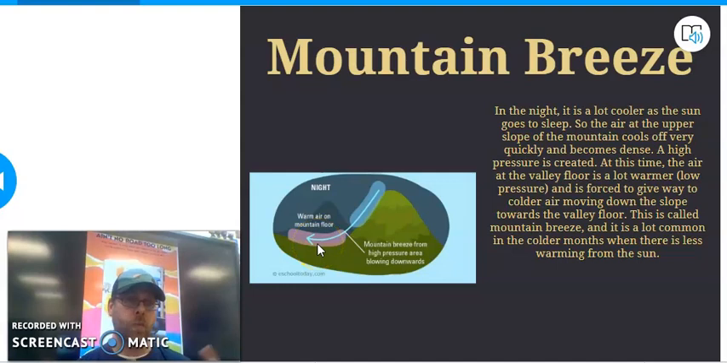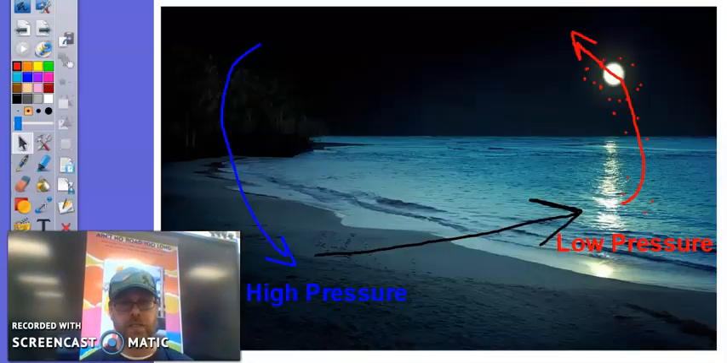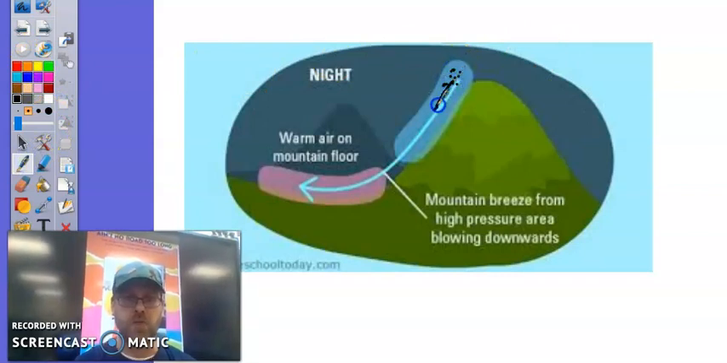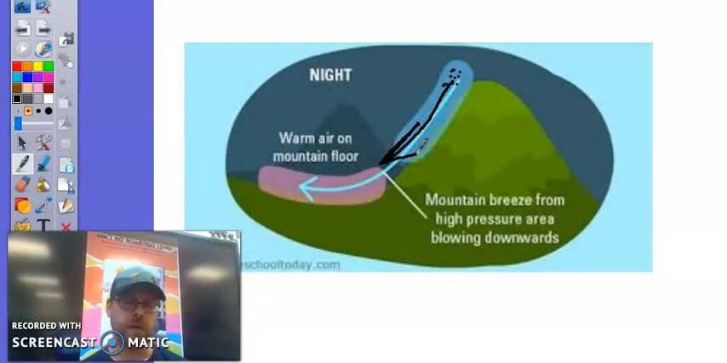But here's what happens: because you have this area of warmer air at the mountain floor, and you have this cooler air up here, we know that cold air sinks. So it sinks down from the mountain to the valley, and we call that a mountain breeze. And it looks a little bit like this. It's a little bit bigger picture of that, okay? So you have that cooler air up here, right? We know that it's more dense. There's all those heavy molecules. They're pushing and forcing their way down the mountain to where there's a little bit warmer air in the valley below. And we call that a mountain breeze.